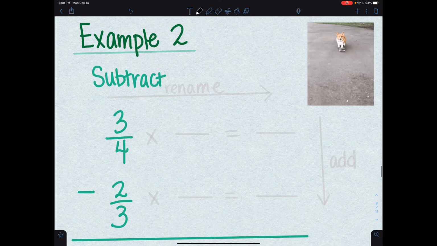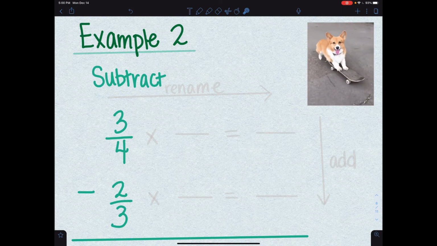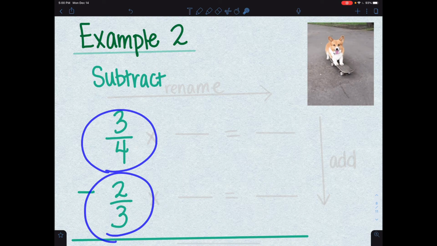Let's do example 2 just to be sure, okay? For example 2, they actually want us to subtract, so don't let that trick you. We're going to subtract 3/4 minus 2/3.